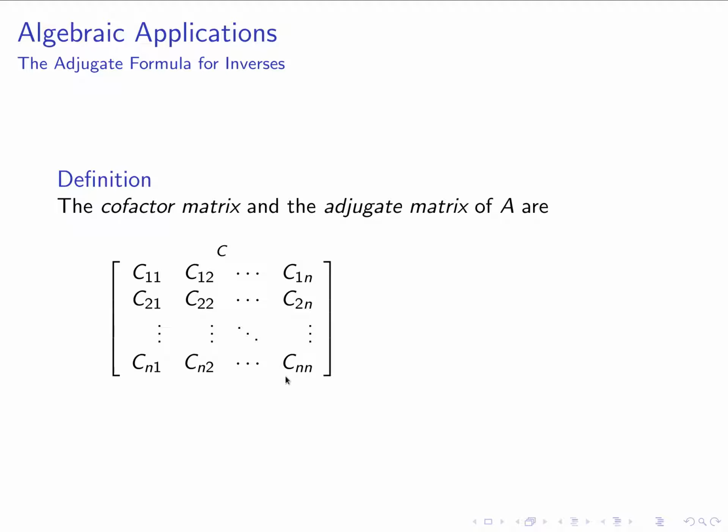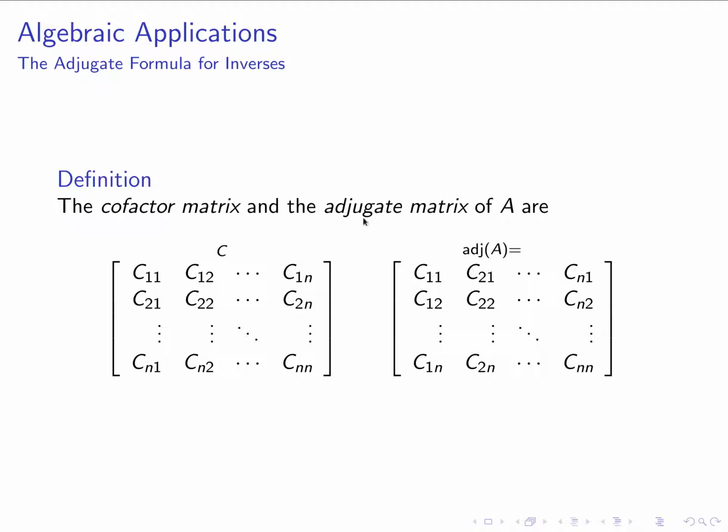Oddly enough, the cofactor matrix is useful, but it's actually its transpose that is more widely used, and its transpose is defined as the adjugate matrix. So the adjugate matrix of A is defined as the transpose of the cofactor matrix. The ij entry in the adjugate of A is equal to the ji cofactor of A. So here we have the same data, just represented in its transposed form.